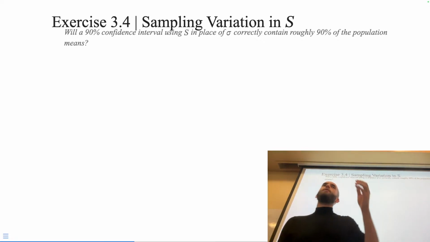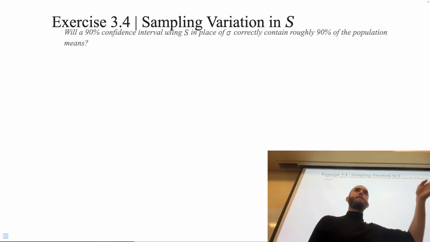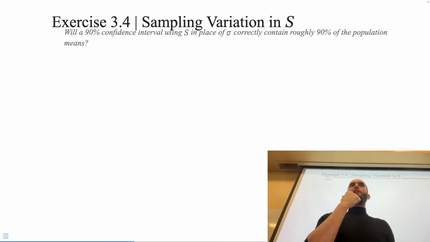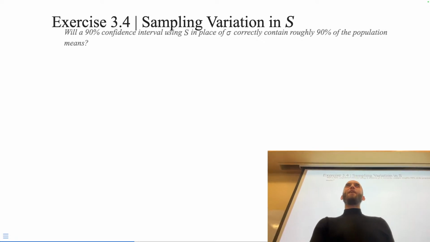But I'm going to run a bunch of simulations to test what happens if we swap the sample for the true standard deviation in the sampling distribution. And I'm going to show you that we make a really big mistake. Not a big mistake, but we'll make a mistake. We'll be too confident.